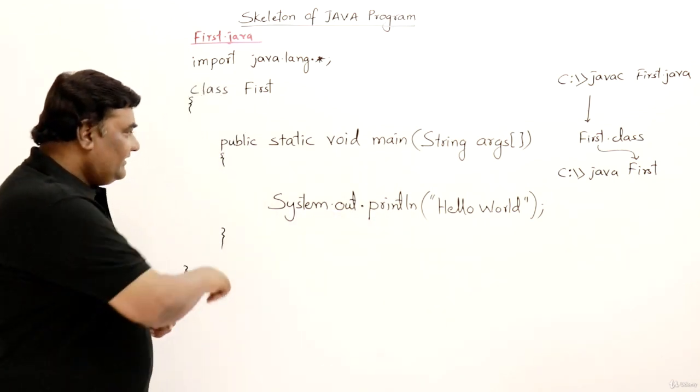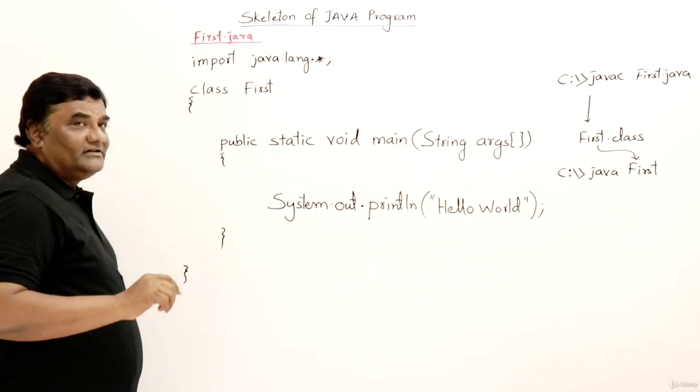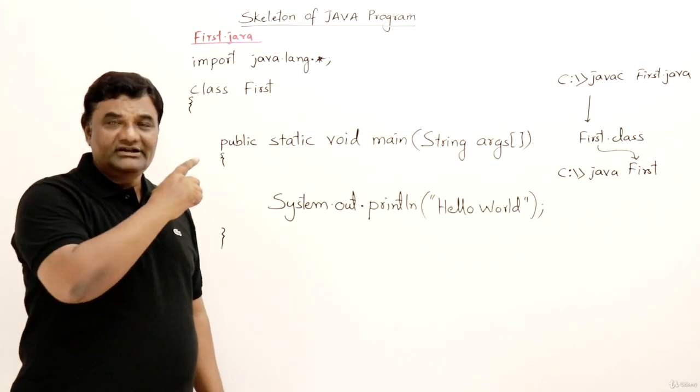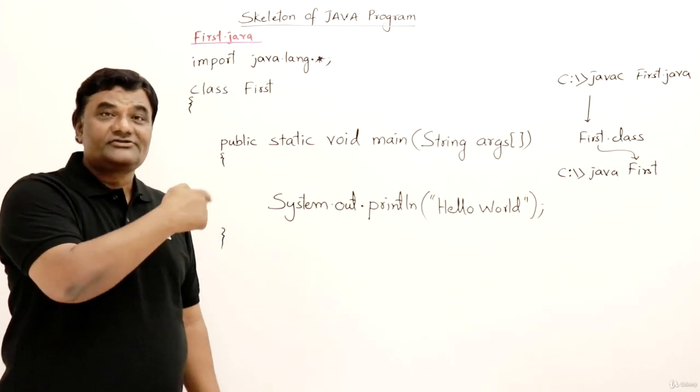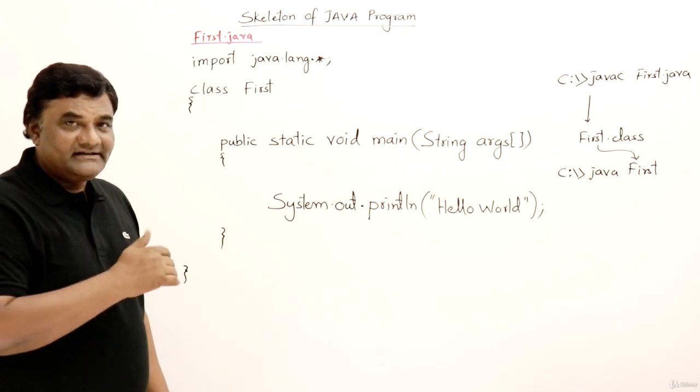Next thing. This program is saved as first.java. The name of the program is first.java. So whichever editor you are using, you have to give the name. So you can give the name first.java for this first program. Then let us look at the things line by line.